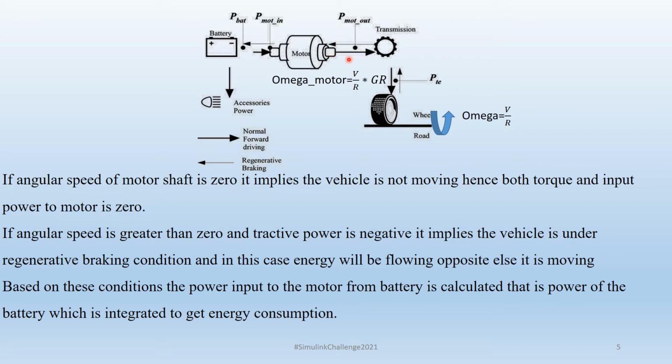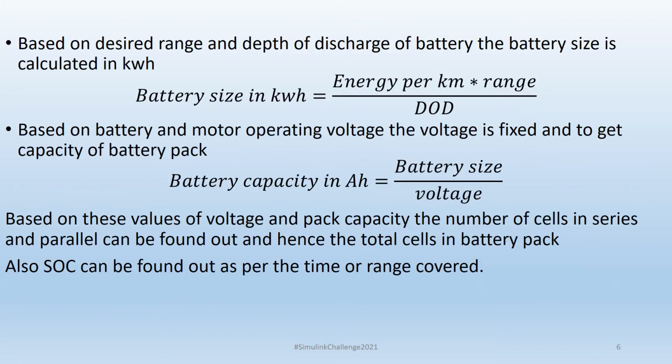So we write the equations for the power, considering the efficiencies, and the energy consumed. When the vehicle runs in the driving cycle, we find the energy consumed per kilometer, and from that we can find the battery size and the battery capacity by dividing by the voltage of the motor. So with this we can find every sizing.